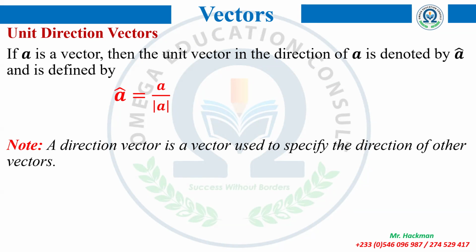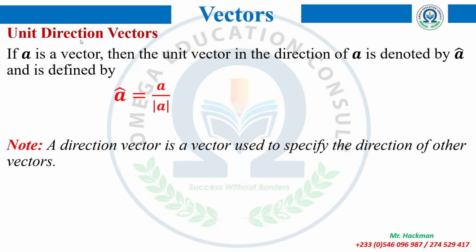In today's lesson, we are going to continue from where we left off in lesson 1 of vectors. So today's lesson will be lesson 2. We'll be looking at how to find the unit direction vectors. How to find the unit direction vectors. You can see units, you can see direction.